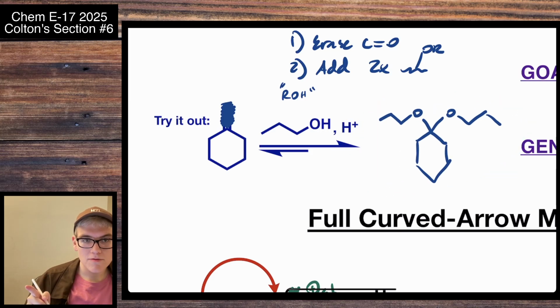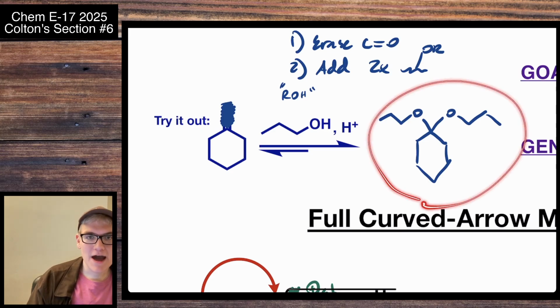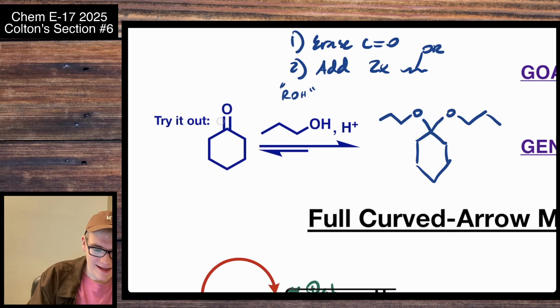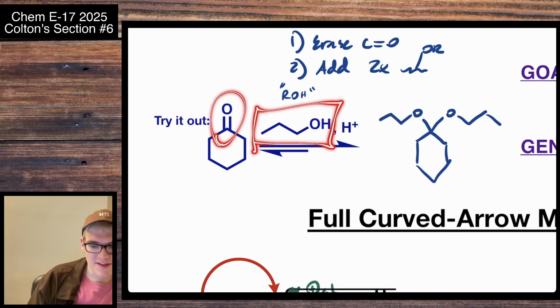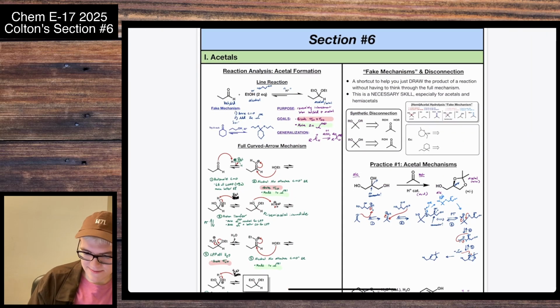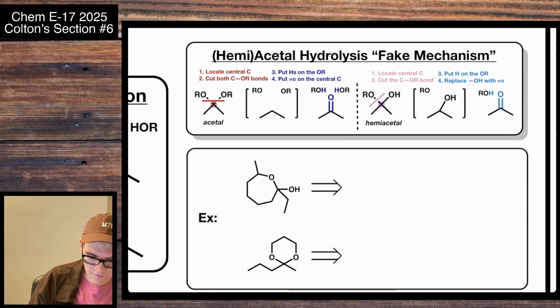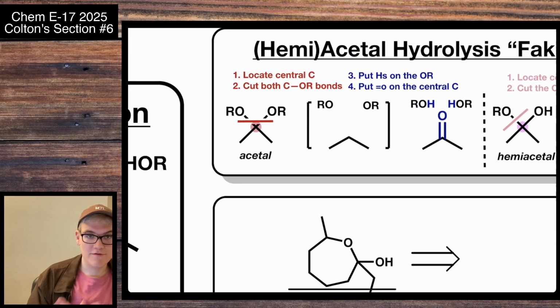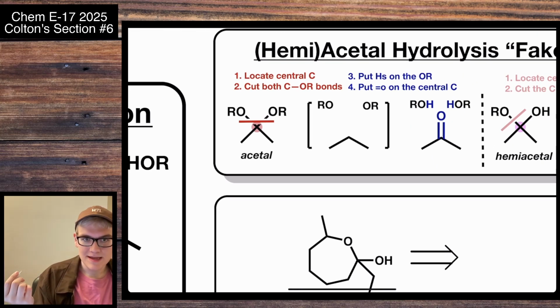But now, we also want to be able to work in the other direction. We want to figure out, if we have an acetal, how can we quickly draw it and turn it back into this carbonyl and alcohol form? For that, I have a little diagram over here. For an acetal, the way I think about the fake mechanism going backwards is we need to locate the carbon that has the 2 ORs on it.